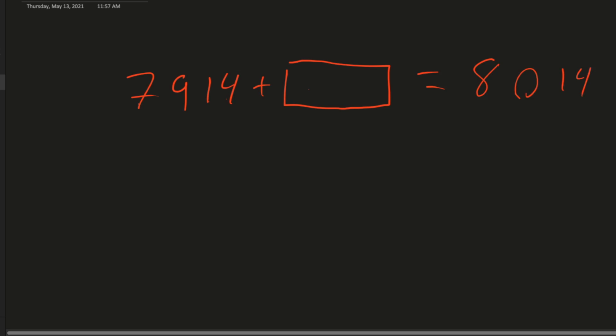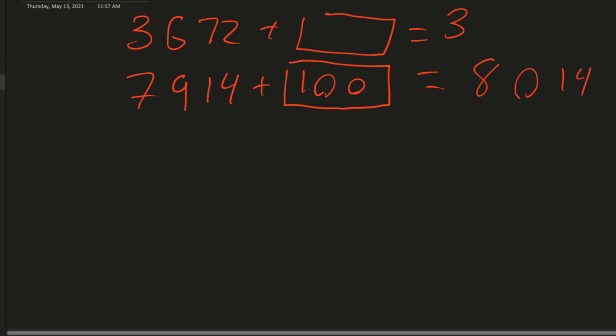And if you look here, well, 8,000 is 100 more than this, so we will add 100. This is easier to see if we had something like 36,072 plus blank equals 36,172, right? And you add 100. Oh, well, we already have the add sign. You add 100, right? You will go up by 100.